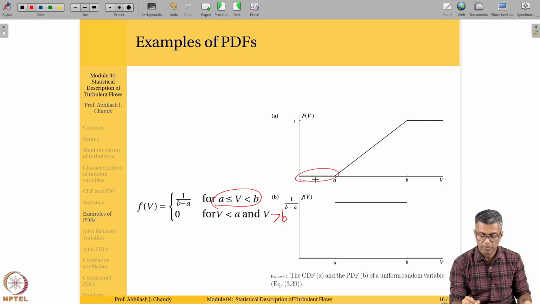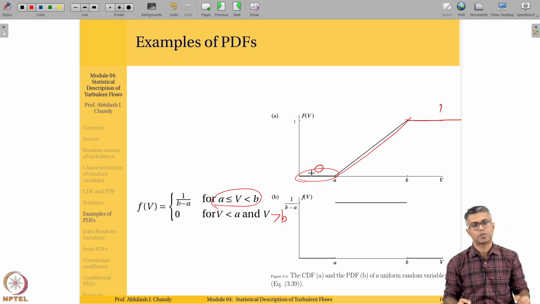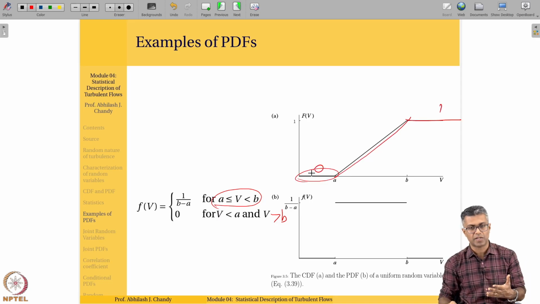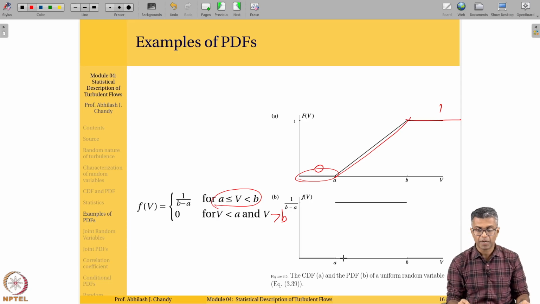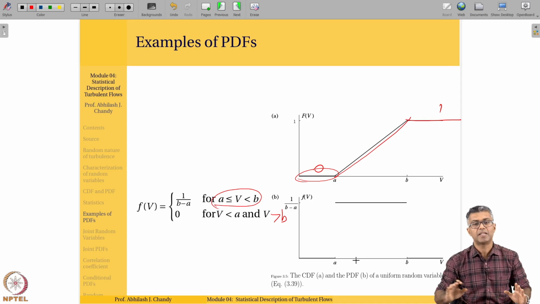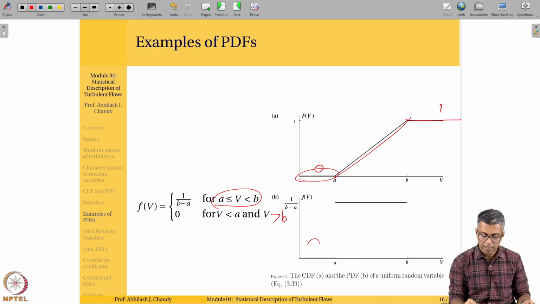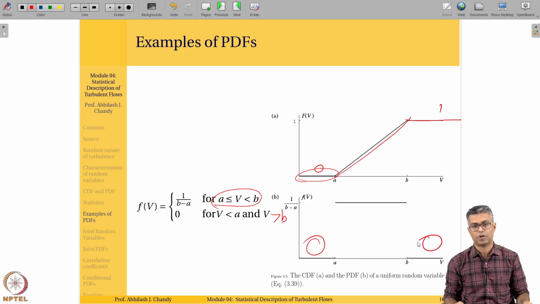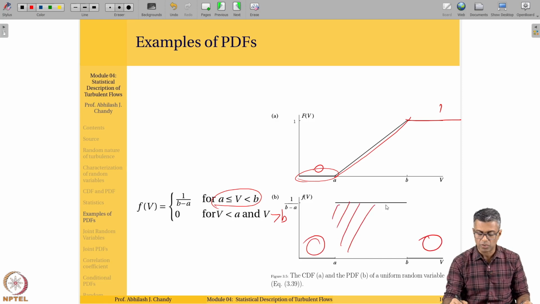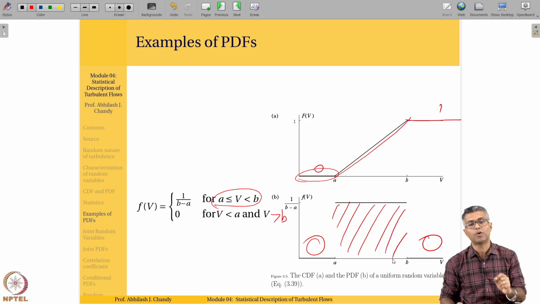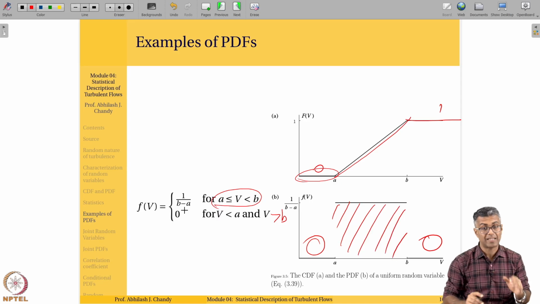It is 0 here, and from a to b it continuously increases and becomes 1 here. This value is 1. This is 0. Since a CDF is always increasing and goes from 0 to 1, it is between a and b. Now if you look at the PDF, it only exists between a and b. Everywhere else it is just 0. So here the value cannot exist, and here also the value cannot exist. It only exists in this region between a and b, so it can only hold values between a and b, and that value is 1 over b minus a. That's the PDF.